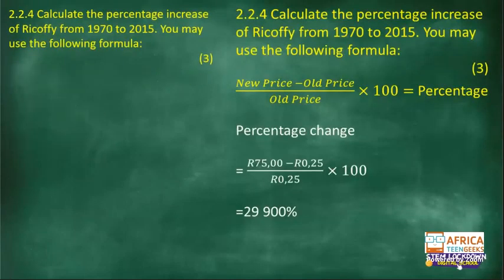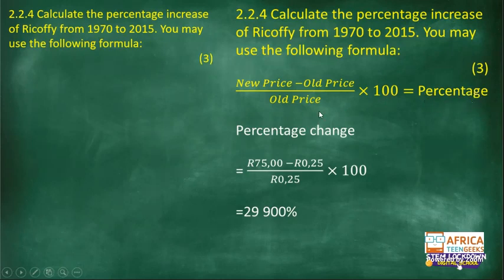Okay, this one was given, unfortunate for me. I don't know what's going on with this screen, but anyway, question 2.2.4. Calculate the percentage increase of coffee from 1970 to 2015, and you may use the following formula: new price minus old price over old price multiplied by 100. That is how you calculate the percentage increase.